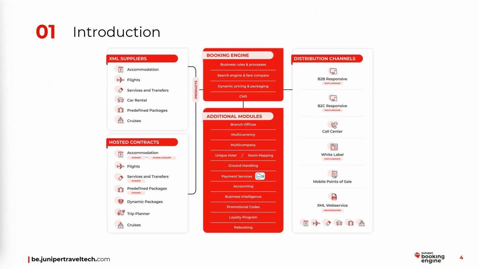Let me start by giving you some background information. This is an overview of all the modules that are currently available in Juniper. On the left side, we can see the product to be sold, both from external suppliers and own contracting. The rules for all these products are defined in what we call the Juniper's back office or intranet, where you can configure your customers, intranet users, and business rules such as markups, commissions, or taxes, among others. And on the right side, we can see the different types of distribution channels that Juniper offers.